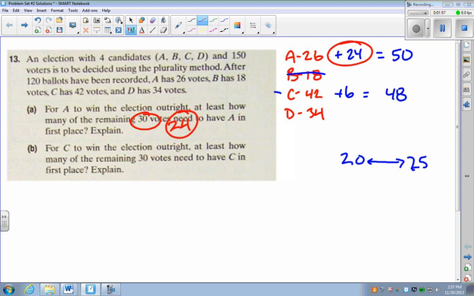You're going to do the same exact thing for part B, but you want C to win the election outright. So for part B, you want C to win. Think about who's their biggest threat. It's not A anymore. It's person D who's the biggest threat. So you're going to play around with some numbers with C and D, and what you'll find with that is you need to give 12 votes to person C.